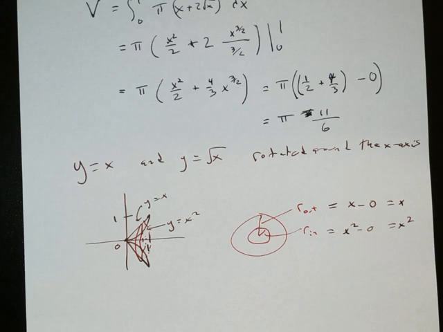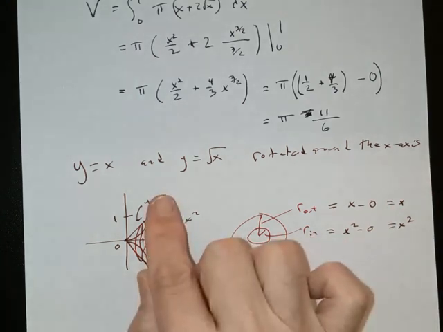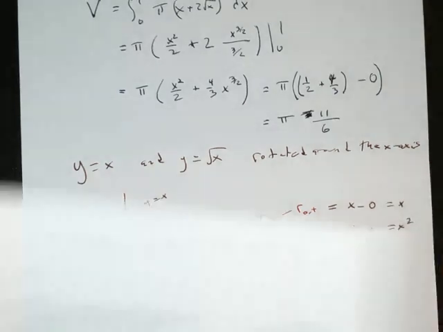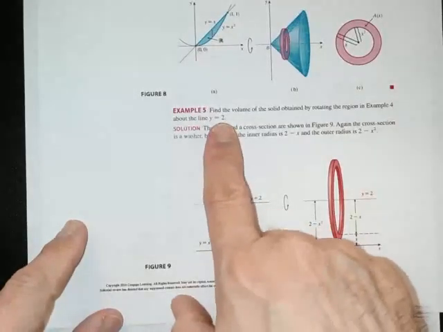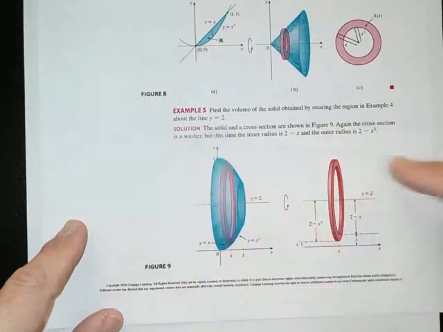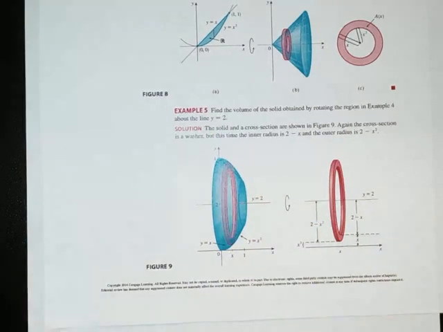Please notice, if I change the line I am rotating around, I will change these. And as a matter of fact, again on page 442, they do exactly that. Same shape. But this time, instead of going around the x-axis, go around the line y equals 2. That's up here. So here's the same shape, but it's being spun a different way.